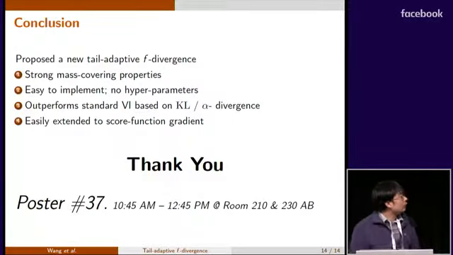So here's the conclusion. We propose a new tail adaptive f divergence. It gives a fairly simple and efficient algorithm that outperforms standard methods with a very simple modification of the code. Welcome to our poster.